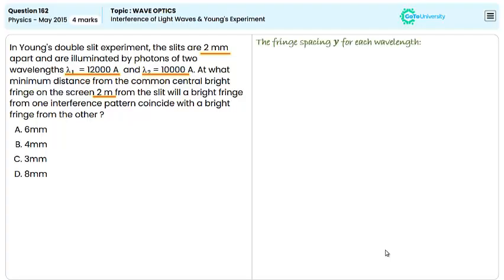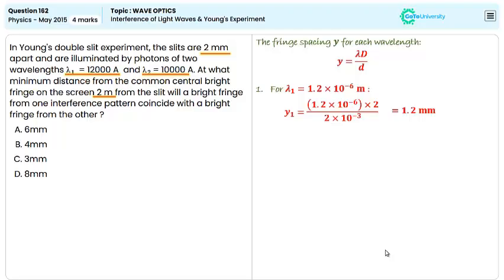Let's first calculate fringe spacing. The fringe spacing y for each wavelength is given by y is equal to lambda D by d. So for lambda 1 is equal to 1.2 into 10 to the power minus 6 meters, we have fringe spacing y1 is equal to 1.2 into 10 to the power minus 6 into 2 divided by 2 into 10 to the power minus 3, where in the numerator we have lambda into D, which is 2 meters, divided by small d. Small d is nothing but the distance between the slits. Thus on solving, we get y1 is equal to 1.2 mm.